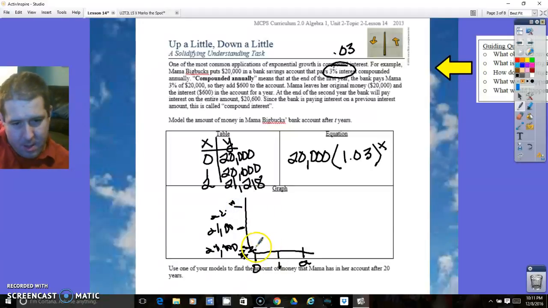Once again, so there's 20,000, then 2,600, and then 21,215. Let's say it's about right there. So yeah, it is curving. It's a little bit hard to see, but it is going to be curving up because it is exponential growth.